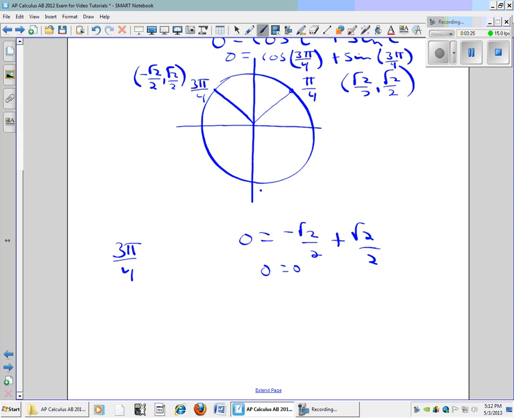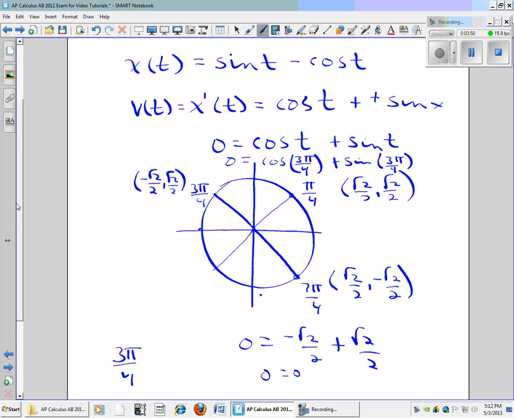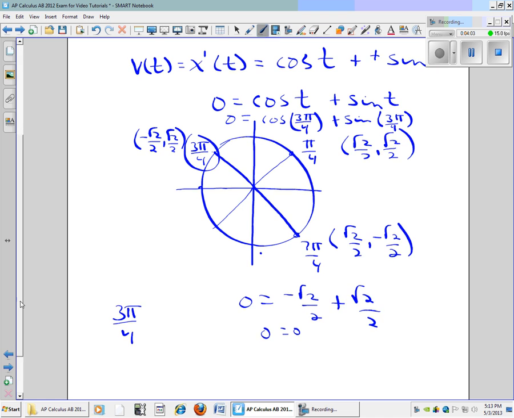Now, we might think, well, there's another one that would do that. I could have something over here in this other quadrant where I can go around the circle 1 pi over 4, 2 pi over 4, 3 pi over 4, 4 pi over 4, 5 pi over 4, 6 pi over 4, 7 pi over 4. And I'm thinking, well, that would give me a square root of 2 over 2 and a negative square root of 2 over 2. That would give me 0. But the directions say the point at which the velocity is first equal to 0. So we're only wanting the 3 pi over 4. Okay, so we found the value that we want, 3 pi over 4.